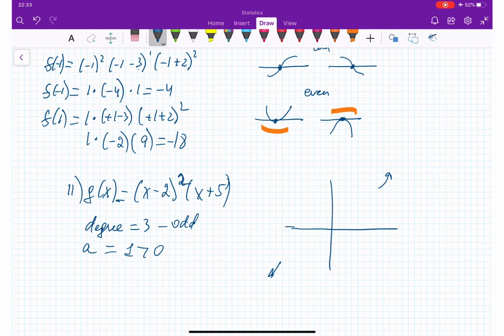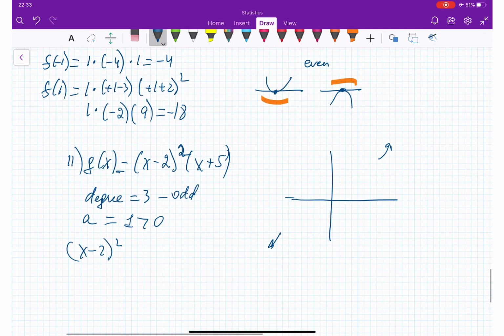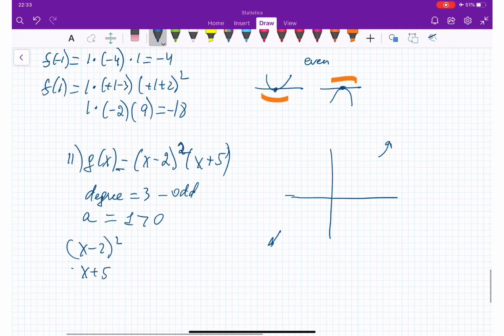All right, let's look in the middle. We have x minus 2 squared, and we have x plus 5. So x minus 2 squared equals 0. That means x is equal to 2. X plus 5 is equal to 0. X is equal to negative 5. Our 2 points are going to be 2, let's say, and this is negative 5, approximately I put there. Okay, let's explore point behavior around.